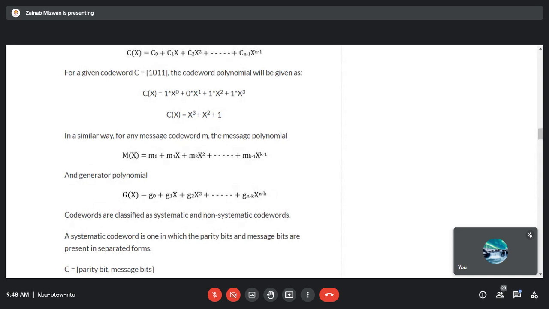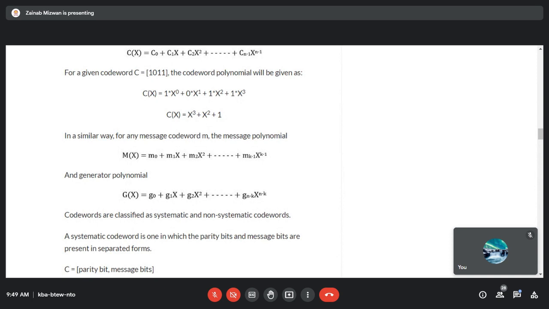So for the code polynomial, the highest power of x will be n minus 1. For the message polynomial, it will be k minus 1. Now what remains is the generator polynomial. It is very important because this generator polynomial is only going to help us generate the code word, for finding out the code word.